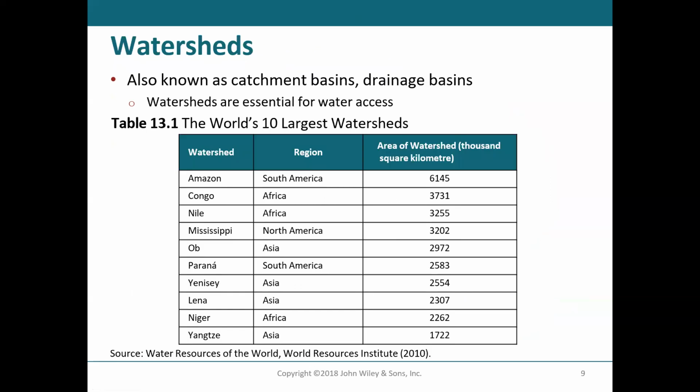watersheds, also known as drainage basins and catchment basins, are very essential for water access around the world. They're basically areas where there's a large amount of water underneath, as well as provided through rivers, etc. Here you can see the world's 10 largest watersheds.